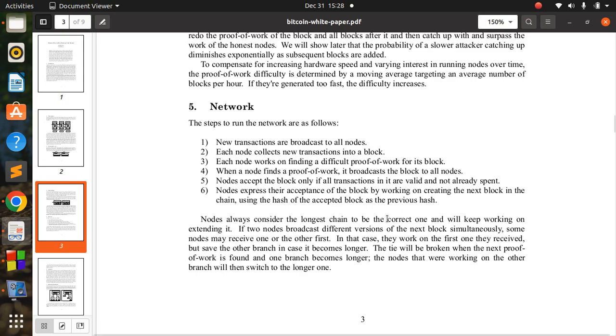Okay. Now nodes accept the block only if all transactions in it are valid. You know what it means to verify a transaction. To validate a transaction means that the person has enough money to send.